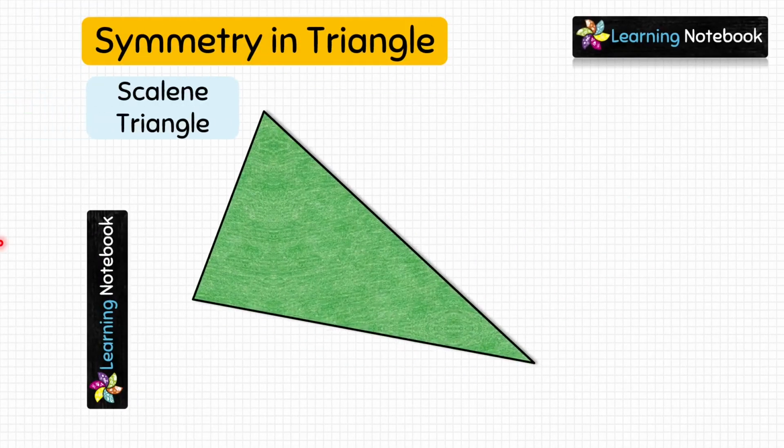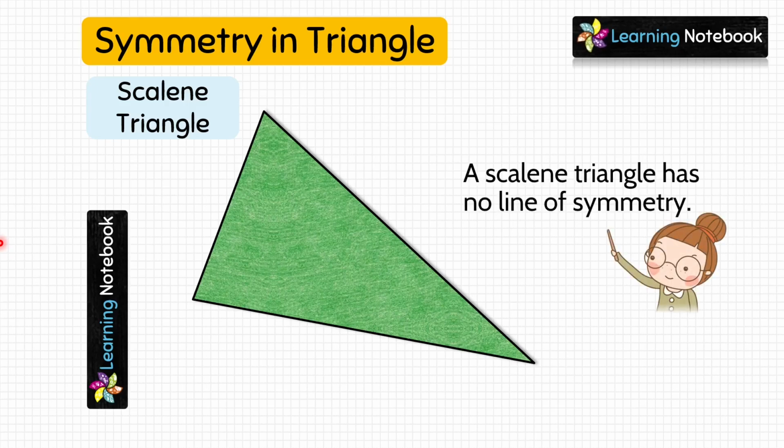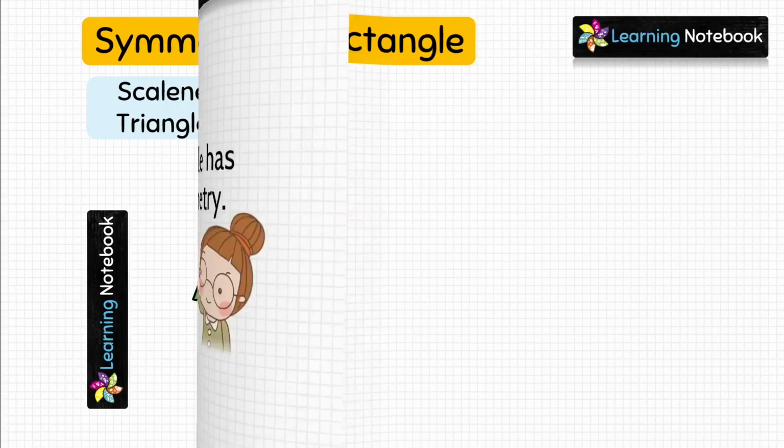Let's see symmetry in scalene triangle. A scalene triangle is a triangle which has no equal sides. All the three sides are of different length. A scalene triangle has no line of symmetry. So this was about symmetry in three types of triangles.